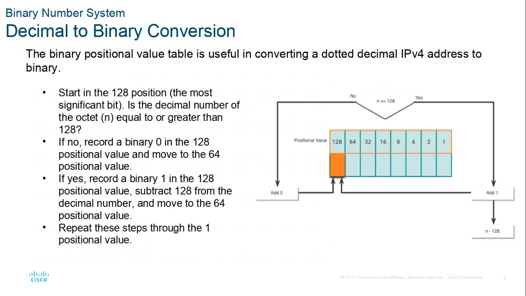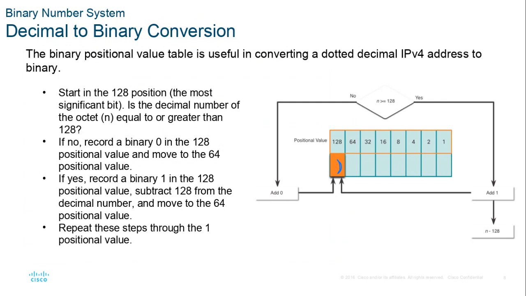Now, decimal to binary conversion. We're going to take the number and ask, how big is it? Is it bigger than or equal to 128? If so, I'm going to set the 1 bit for 128.